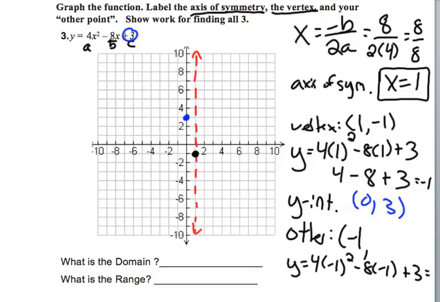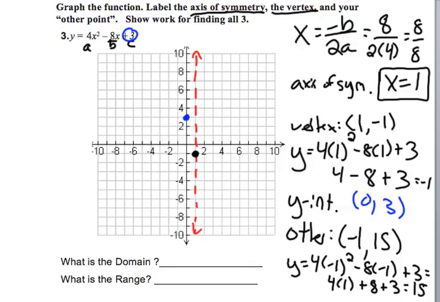So -1 squared is 1. So I get 4 times 1 plus 8 plus 3. Well, that's going to be all the way up at 15. So as you can see, that is actually going to be well off my graph. So I can't really plot my other point this time. But I do at least want you to label that other point. Show me that it was in your head to find it.